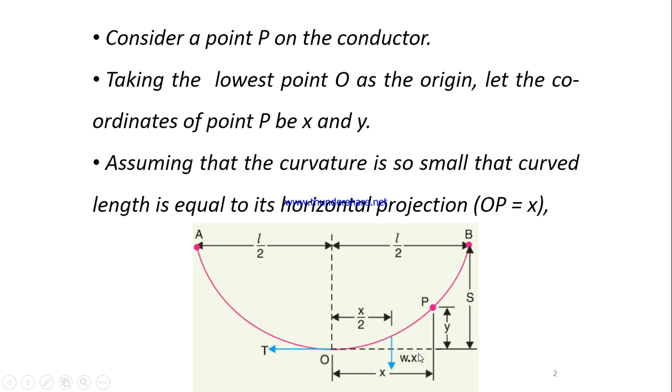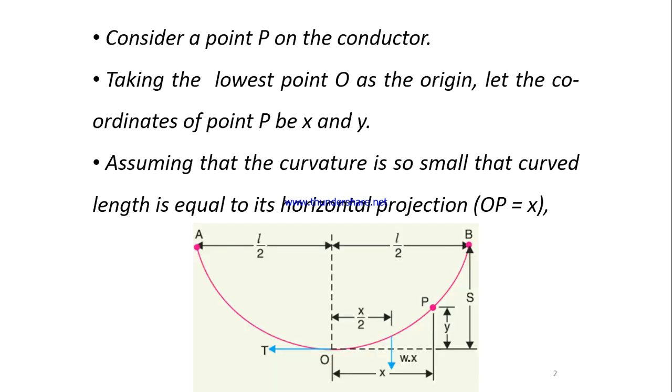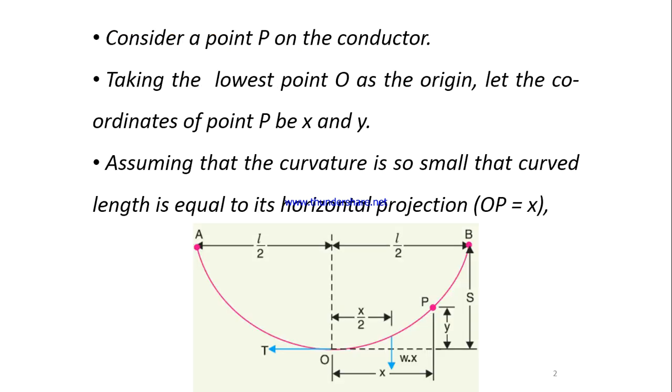It can be W into X. This is a point X that I am considering here, so it is W into X, acting at a distance X by 2. Also let us consider a point P on the sagging line, with distance Y and horizontal distance X. Here L is the length of the span, W is the weight per unit length of the conductor, and T is the tension.